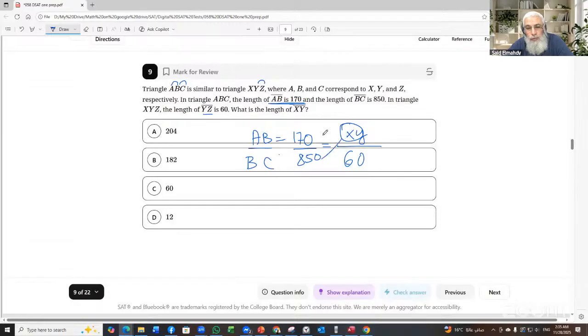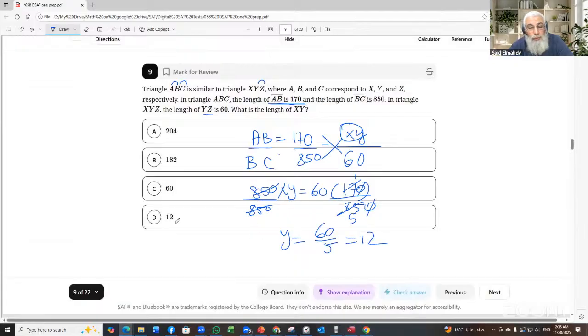XY is what? So we cross multiply: 850 times XY equals 60 times 170. We divide both sides by 850, so this cancels out and XY is equal to that. Now we can simplify the zeros and 17 and 85. 17 divided by 17 equals 1, 85 divided by 17 equals 5, so it is 60 divided by 5, which is 12. So the answer is 12.